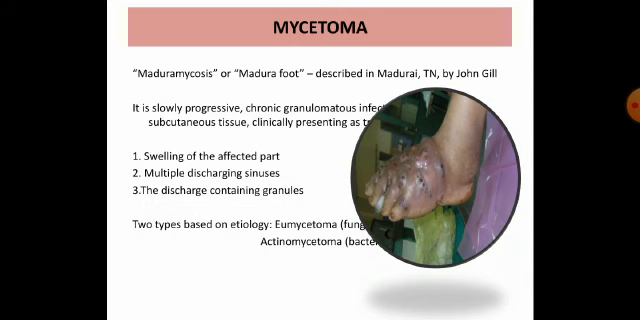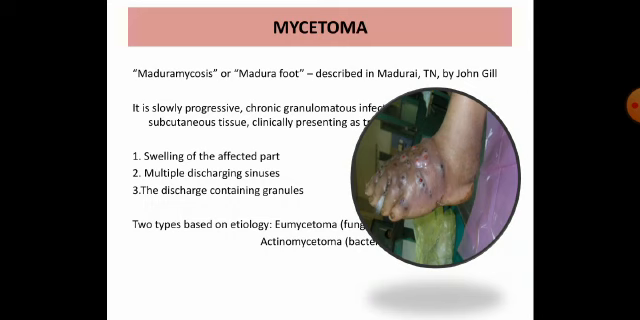Okay, so the region, again, is more commonly the foot. You can see that there is a swelling of the foot along with sinuses. Sinuses are those openings where you can see oozing of some discharge, and this discharge will contain granules. Based on the type of etiology, mycetoma can be of 2 types.